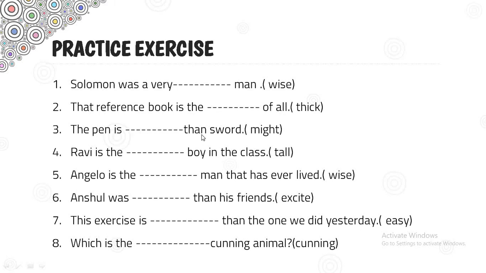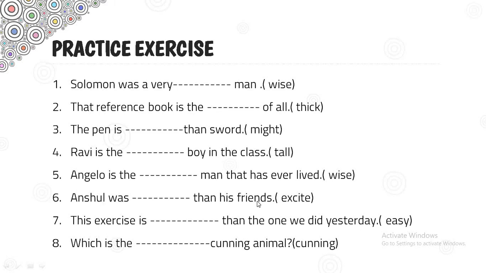The pen is dash than the sword. Pen and sword are compared, so we use the comparative degree, and we have a hint here, than. So the pen is mightier than the sword. Ravi is the dash boy in the class. Ravi is the tallest boy in the class, superlative degree. Angelo is the dash man that has ever lived. Your adjective is wise. We have the hint the here, so we can make out that it's a superlative. Angelo is the wisest man that has ever lived.